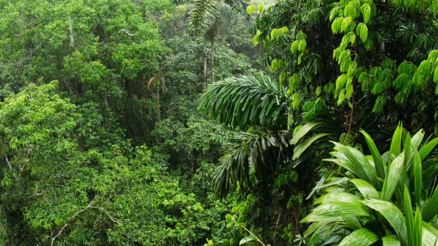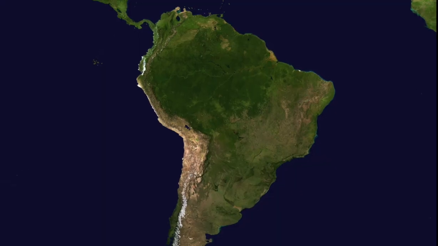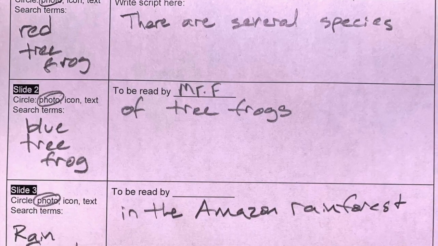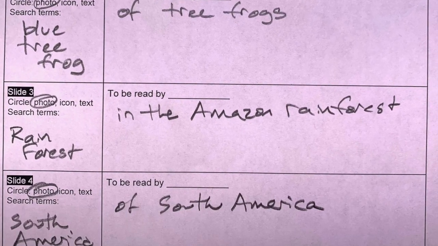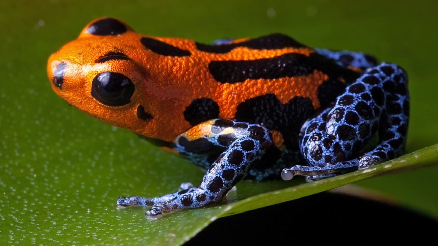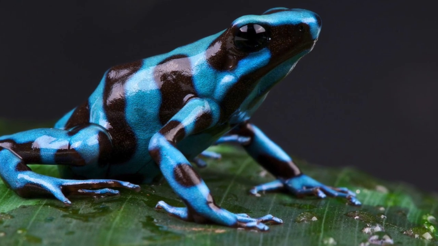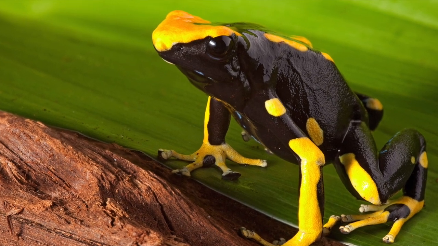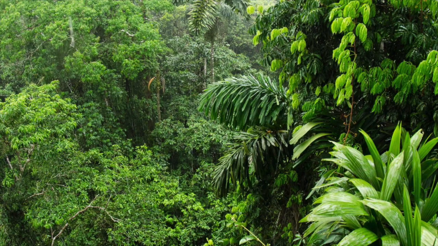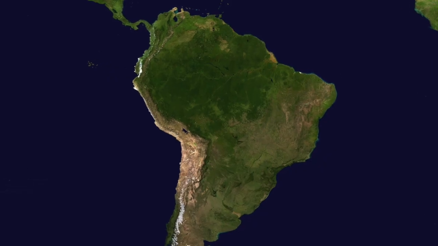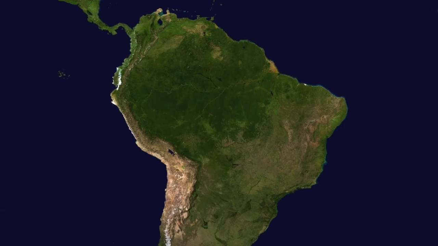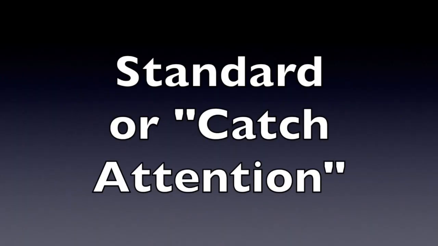It can be a standard introduction, such as, "There are several species of tree frogs in the Amazon rainforest in South America." Or I can try to catch people's attention like this. "Can you believe these frogs are real? They almost look fake, don't they? But they are real, living frogs that can be found in the Amazon rainforest in South America." Notice, either way gets the viewer into the subject.